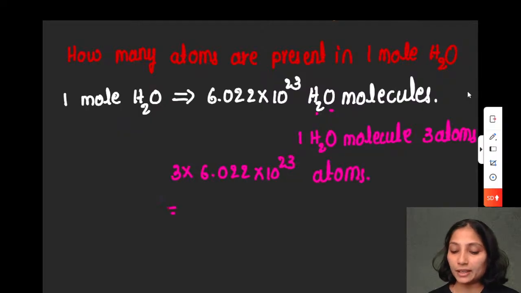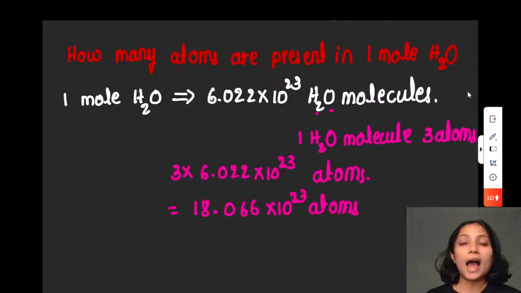I hope this one is clear. This is nothing but 18.066 × 10^23 atoms will be there. Any confusion in this one? Number of atoms present in 1 mole of H2O. First calculate in one molecule how many atoms are present, and we have 6.022 × 10^23 H2O molecules multiplied with 3 atoms present. I hope this one is clear for you.